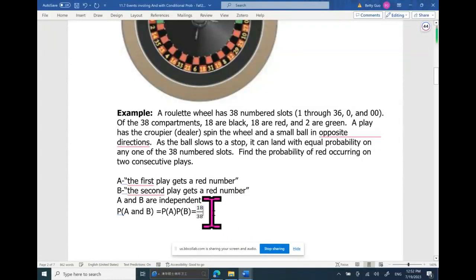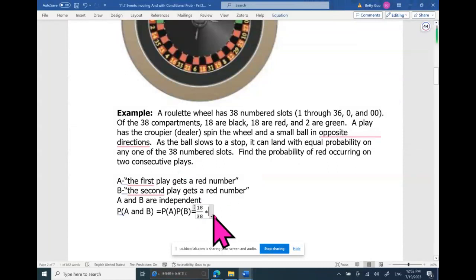That's the probability of A. Multiply by the probability of B. What's the probability of B? Same thing. The second time you get a red number is still 18 over 38, because a roulette wheel has 38 numbered slots, 1 through 36 plus 2 more, and of the 38 compartments, 18 are red. A play has the dealer spin the wheel and a small ball in opposite directions. As the ball slows to a stop, it can land with equal probability in any slot.